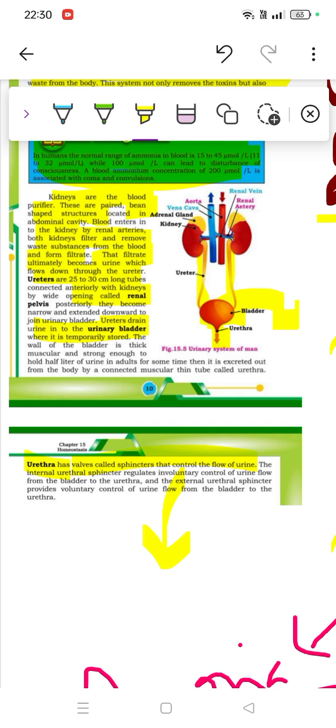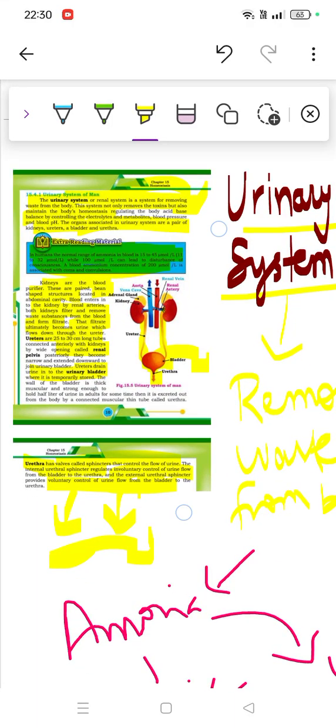So there's the internal urethral sphincter, which regulates involuntary control of urine from the bladder to the urethra. And then the external sphincter, which provides voluntary control. So the external one, when it's down, is in our control. Either we want to excrete it or we hold it. So voluntary control of urine flow from the bladder to the urethra. Otherwise, from here it's involuntary. So I hope a basic intro for the urinary system is quite clear.